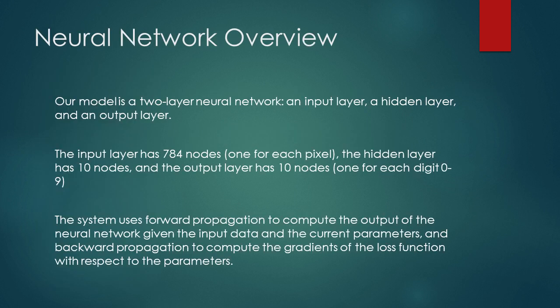Our model is a two-layer neural network: an input layer, a hidden layer, and an output layer. The input layer has 784 nodes, one for each pixel. The hidden layer has 10 nodes, and the output layer has 10 nodes, one for each digit 0 to 9. The system uses forward propagation to compute the output of the neural network, given the input data and the current parameters, and backward propagation to compute the gradients of the loss function with respect to the parameters.